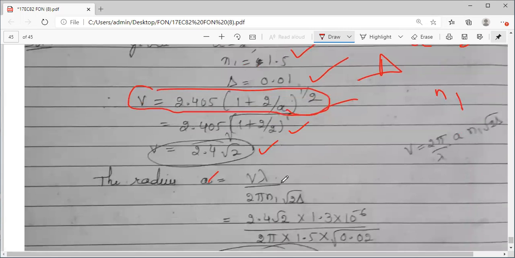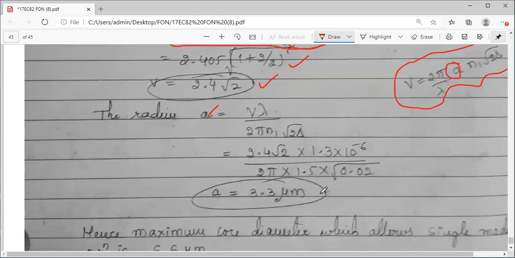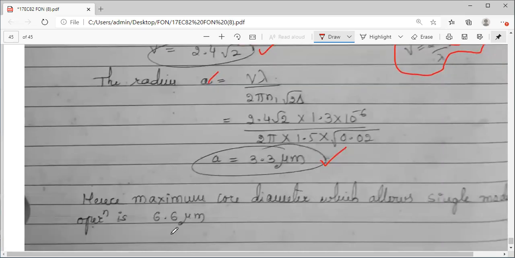Then what is the radius formula? We have V equals 2 pi by lambda, a, n1, root of 2 delta. From this I can find a. So I have got a as 3.3 micrometer. If the radius is known, then the diameter will be double, 6.6 micrometer.